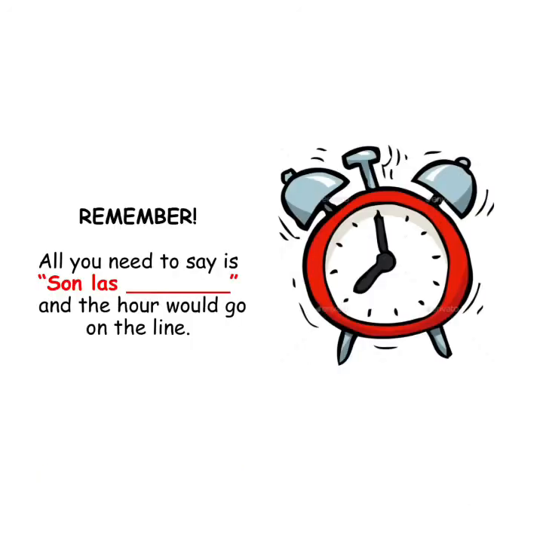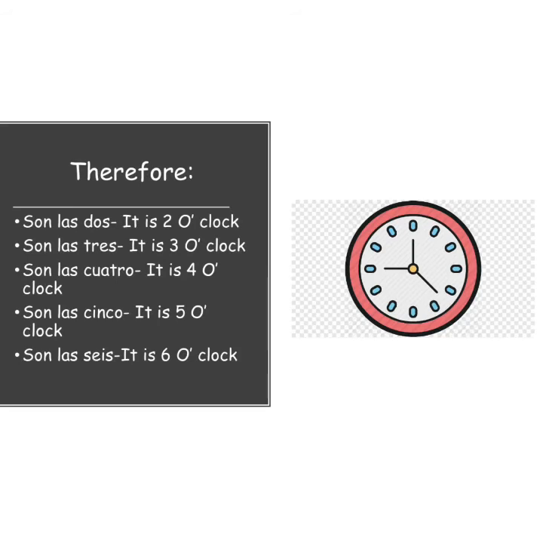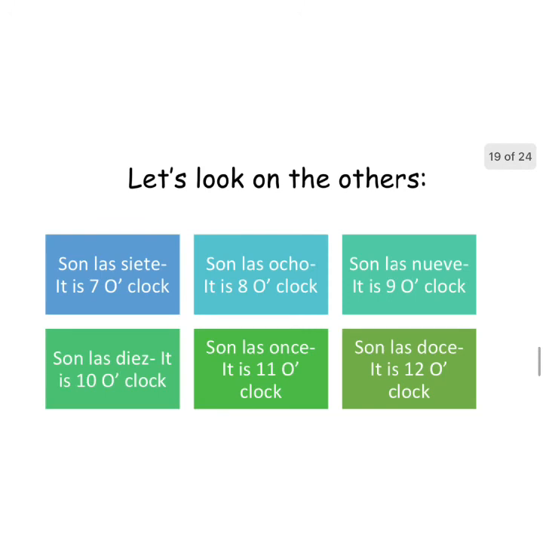So remember, students, to state the time in Spanish, all you need to do is to say son las, and the hour would go on the line. Entonces it would be son las 2, son las 3, son las 4, son las 5, son las 6, son las 7, son las 8, son las 9, son las 10, son las 11 y finalmente son las 12.